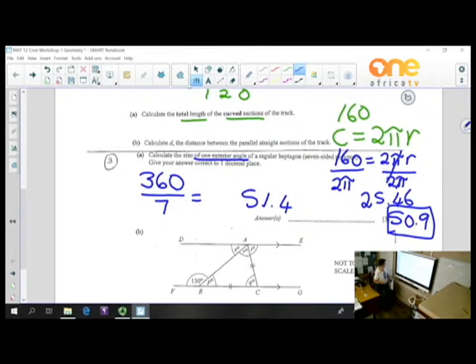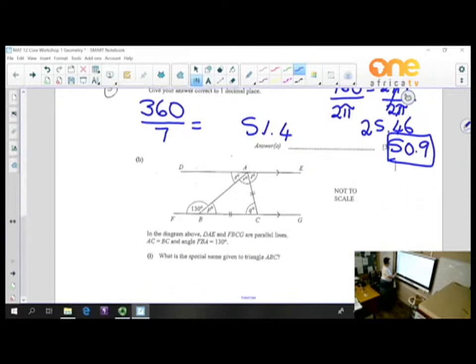Right, the next B part of this question, we've got parallel lines, so that means we have co-interior angles, alternating angles, and corresponding. In the diagram, there's the parallel lines, and we've got that this angle is 130 degrees. What is the special name given to this triangle? And we can see that this is an isosceles triangle, because we've got two equal sides there.